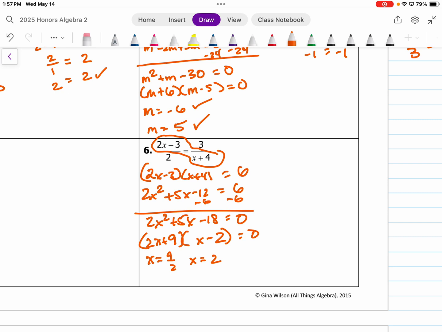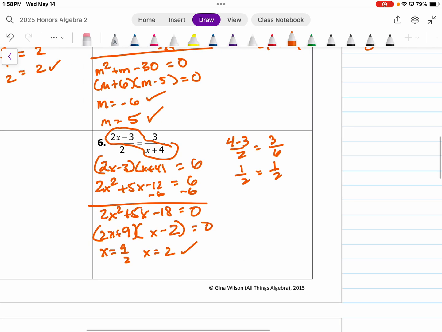And again, this is where it gets challenging. I know some of you may want, and if I'm going to leave it the way it is, but if you want to turn it into 4.5 and put 4.5 in there, you can. It's just the checking just takes a while. So if I put the 2 in there, I get 4 minus 3 over 2, which is 1/2. If I put that, I'd be 3 over 6, which is 1/2. So 2 works.